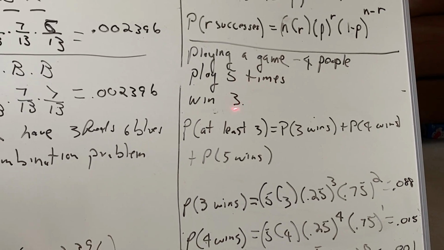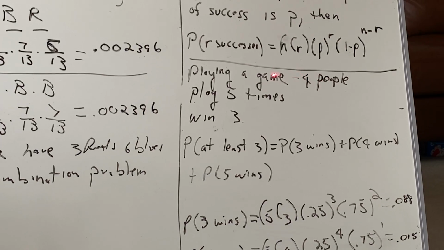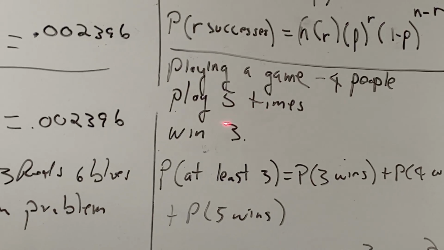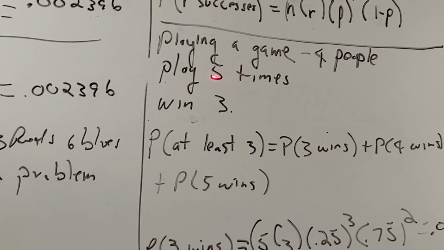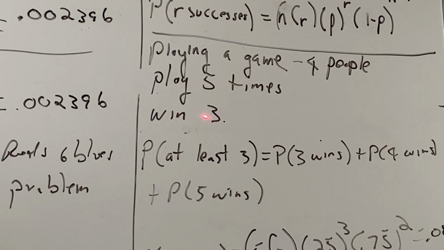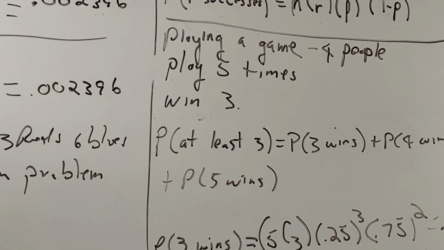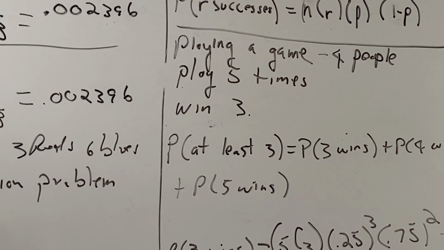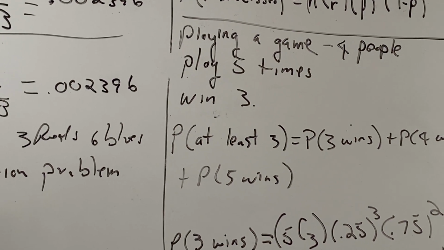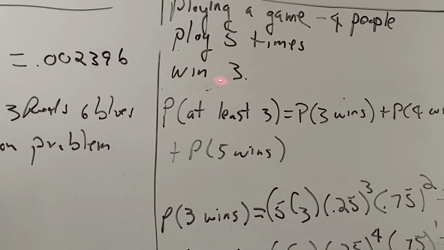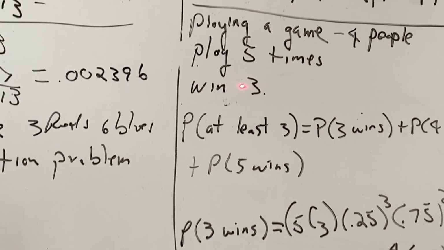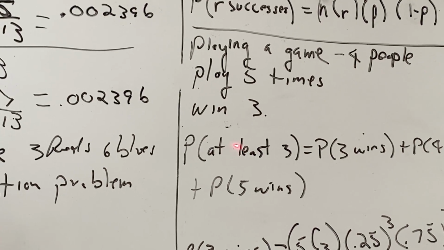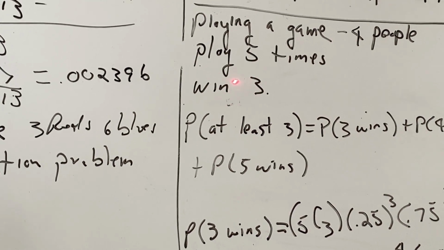Well, it seems not so easy, right? If you have 4 people, and let's just say everybody has the same chance of winning. Somebody wins 3 games, and they're patting themselves on the back, and they say, oh, I wonder what the probability of winning 3 games is. Well, what they're really asking is, what's the probability of winning at least 3 games? And that's a different question.